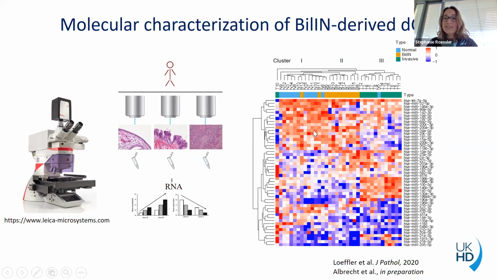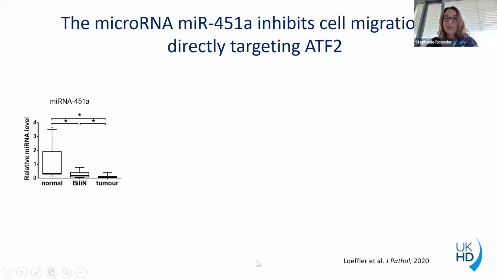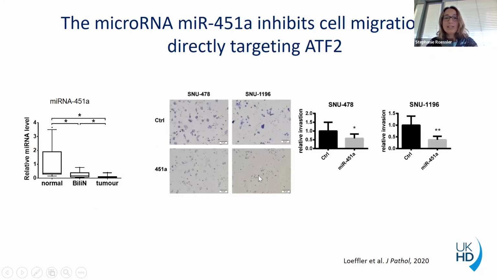So what we found is differences in the expression patterns of different microRNAs shown here. There were differences, of course, between the invasive carcinoma, and there was a gradient expression in BilIN tissues, and the greatest difference from invasive carcinoma was to the normal bile duct epithelium. So one of the microRNAs that we followed up functionally was microRNA 451A, and this is gradually decreased via BilIN to the invasive carcinoma. And what is interesting about MIR451 is that it decreased the invasiveness of tumor cell lines. And one downstream target that is directly affected by MIR451 is ATF2, which is also involved in migration.